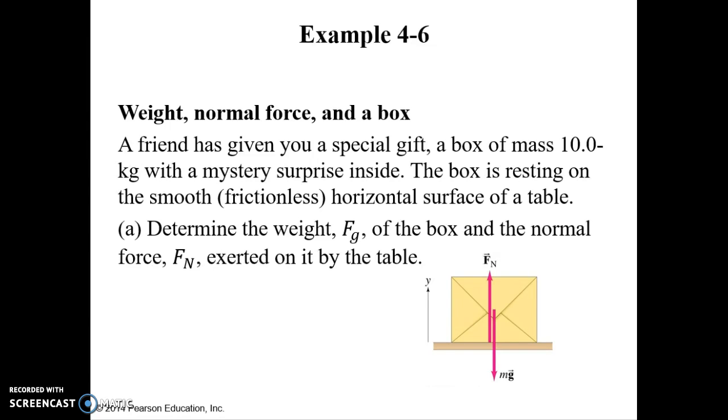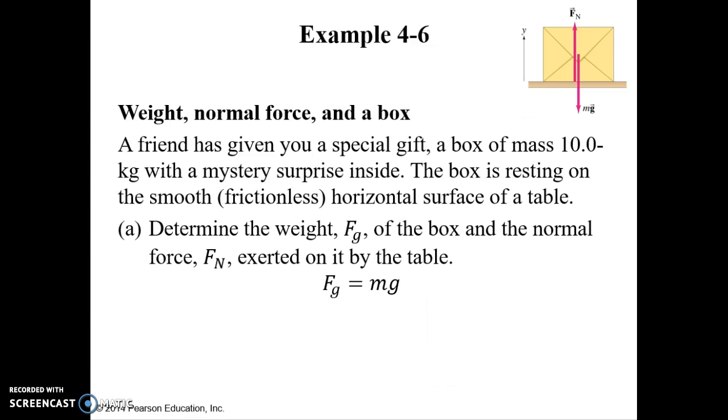For part A, we're going to determine the weight, which is represented by Fg, of the box, and the normal force, which is represented by Fn, exerted on it by the table. The equation for weight is mass times acceleration of gravity, which is mg. Plug and chug, and then you get 98 newtons. For the second part of this problem, we want to solve for the normal force, the force of the table pushing up against the box.